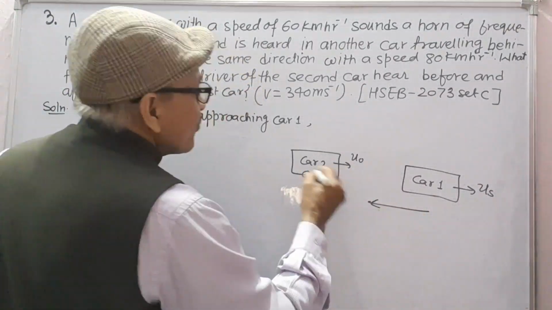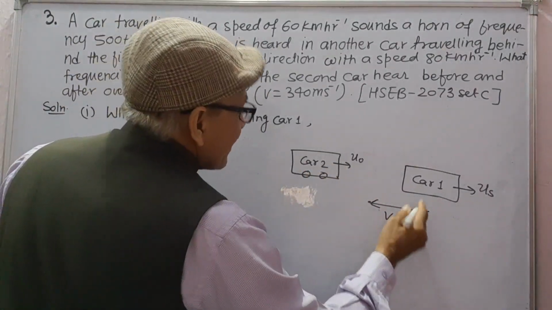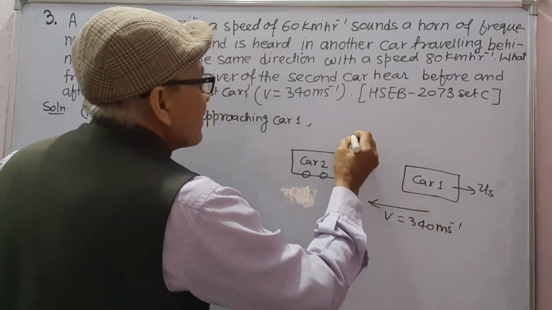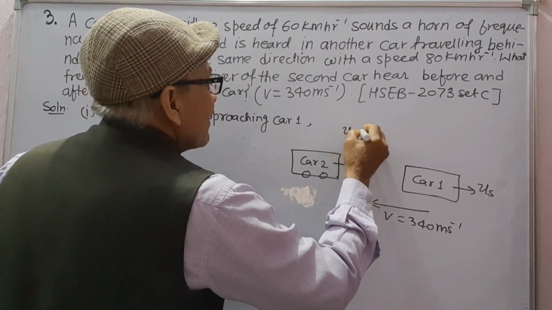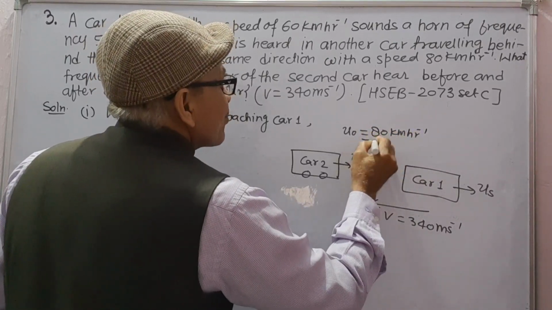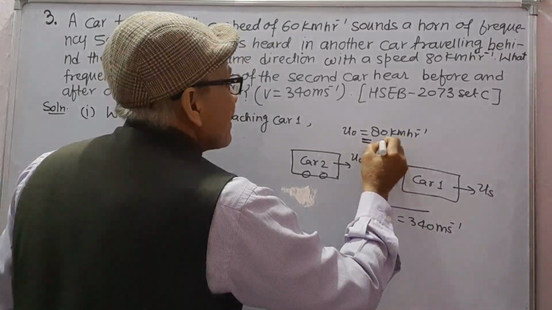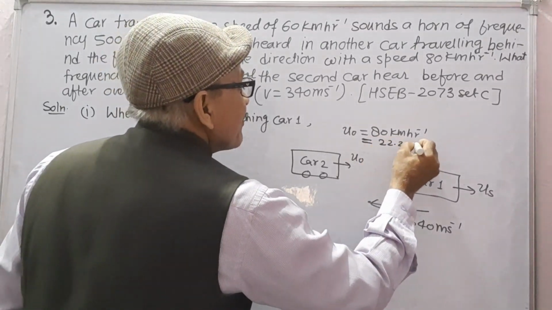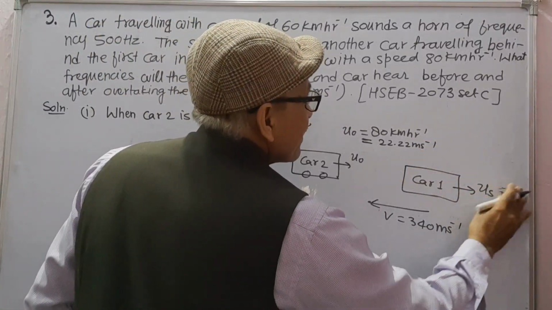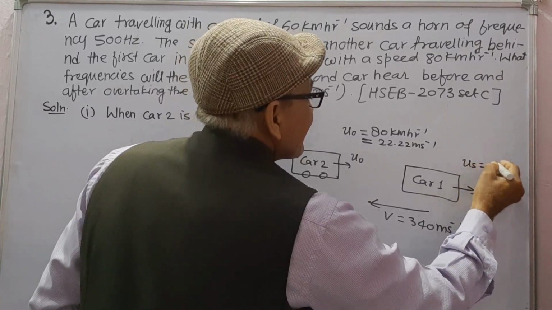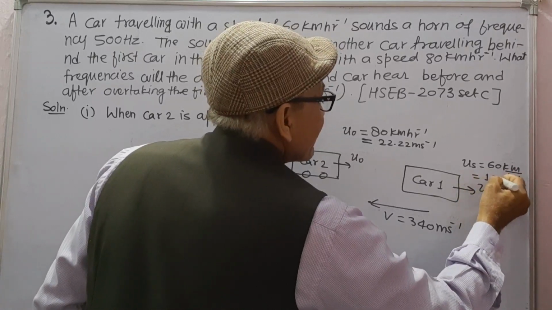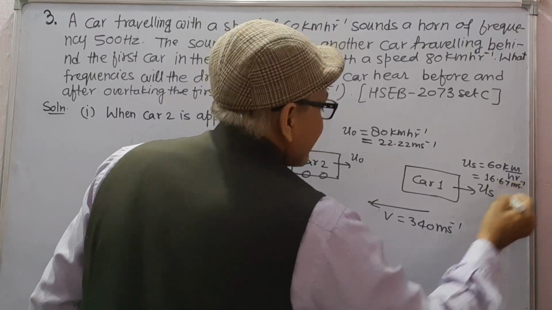Velocity of sound coming towards the observer will be in this direction, 340 meter per second. UO is 80 kilometer per hour, which comes to be 22.22 meter per second. Similarly, US is given to be 60 kilometer per hour, which comes to be 16.67 meter per second.